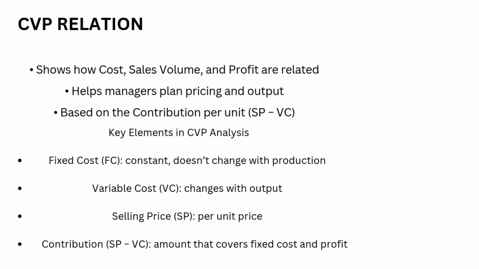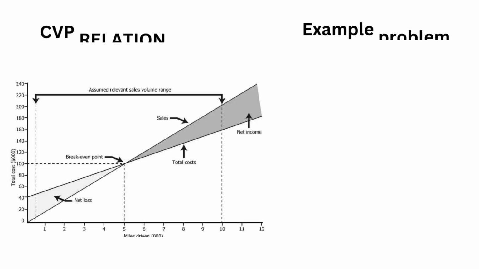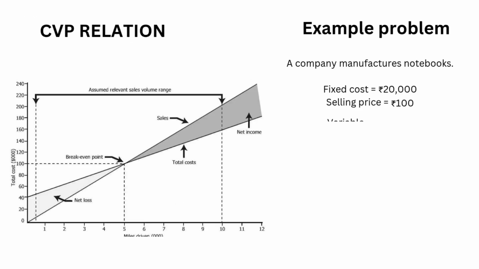Key elements of CVP. The key elements of CVP are fixed cost, which remains constant, variable cost, which changes with production, selling price, the price per unit, and the contribution, which equals selling price minus variable cost. These elements together help in profit planning and decision making.